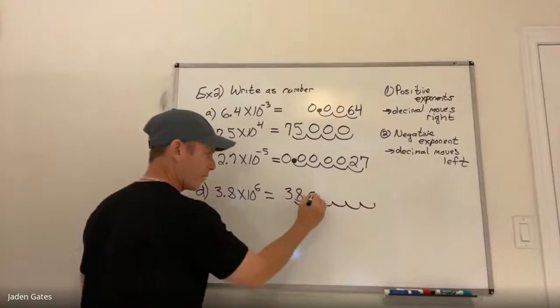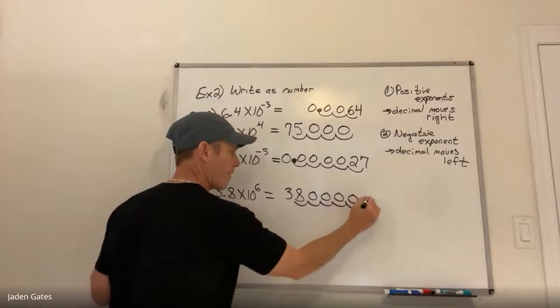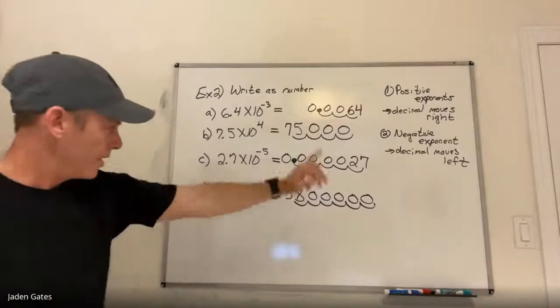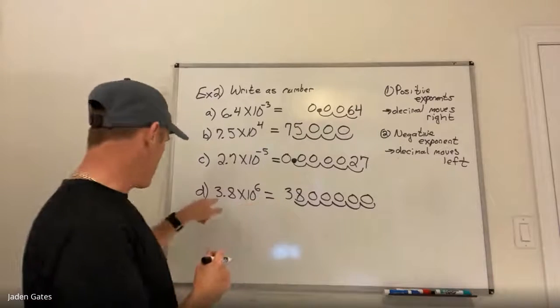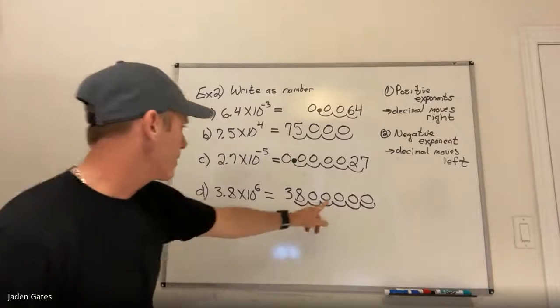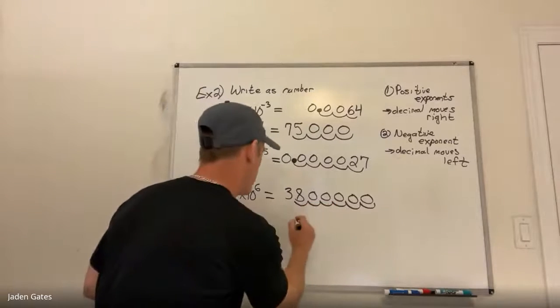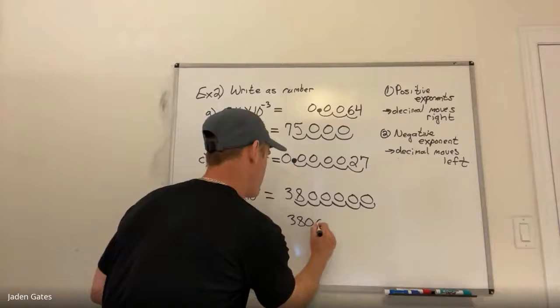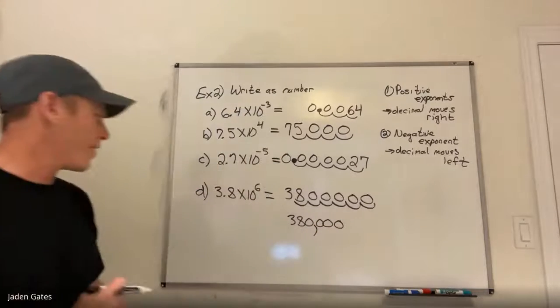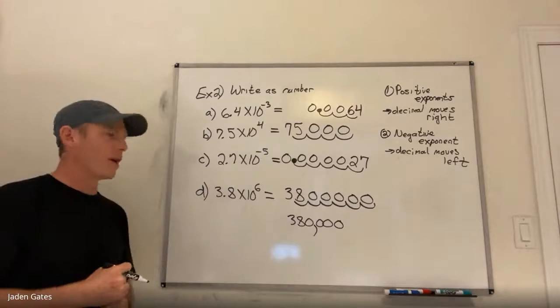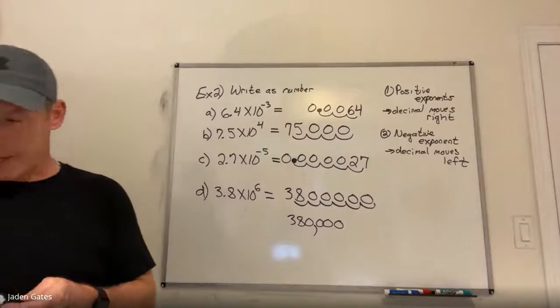So I'm going to end up with 1, 2, 3, 4, 5 zeros because I had to take 1 spot to jump past the 8. And there we go. And so 3.8 times 10 to the power of 6 is, let's see here. I'm going to probably just write that number out. 3,800,000. There we go. All right, now here's something I want you to try.